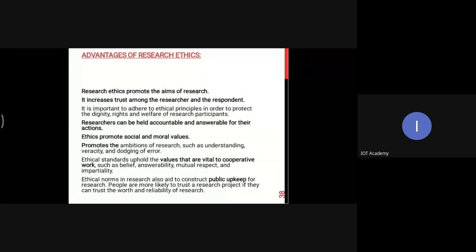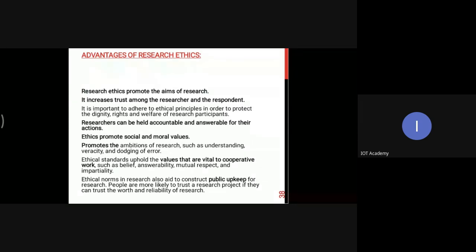Now, there are certain advantages of ethical research also. Firstly, if we follow the ethics or the principles of research, it promotes the aims of the research, why we are doing the research. It increases the trust among the people, for the researcher and the respondent. That respondent is basically the participants. And of course, there has to be an accountability of the data that you have collected.